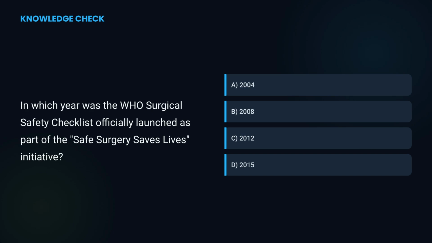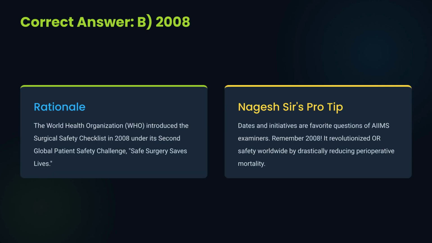In which year was the WHO Surgical Safety Checklist officially launched as part of the Safe Surgery Saves Lives initiative? The correct answer is B, 2008. The World Health Organization introduced the checklist in 2008 as part of the second Global Patient Safety Challenge. Remembering key dates and initiatives like 2008 is crucial for exams.